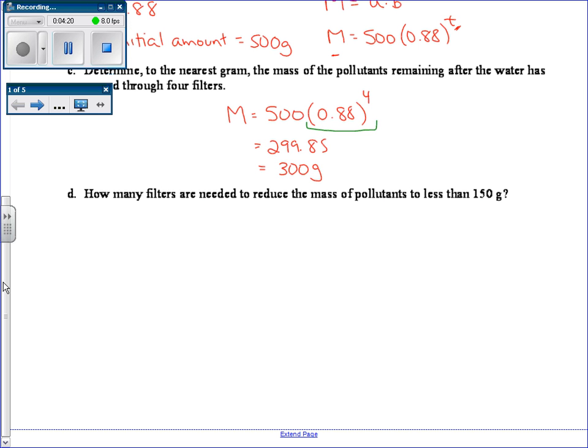But of course we know we're working with exponential functions, and if we want to solve for the exponent, then at some point we're going to be converting these to logs. So how many filters are needed to reduce the mass of pollutants to less than 150 grams? So we want to know what t is, the number of filters, if our m here is 150. So we have 150 is equal to 500 times 0.88 to the power of t. To get it into exponential form, we need to have the base and the exponent on one side by itself. So we're going to divide both sides by 500.